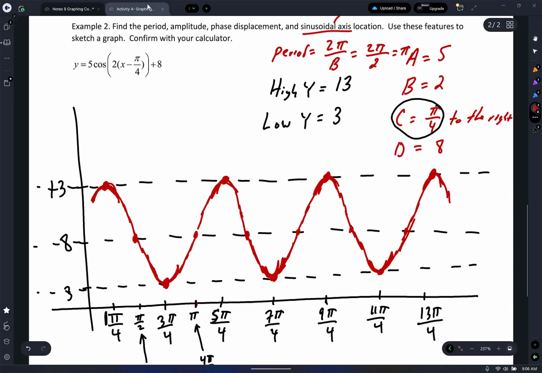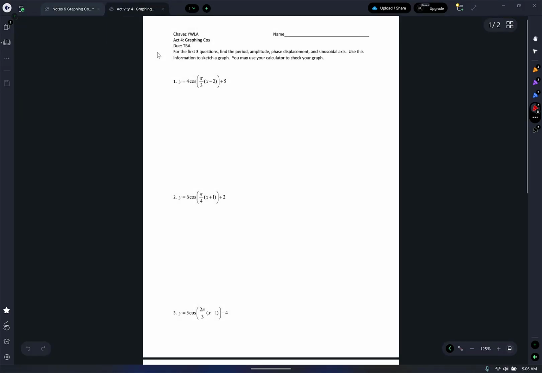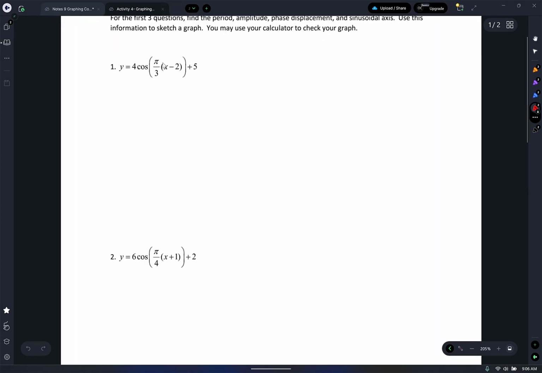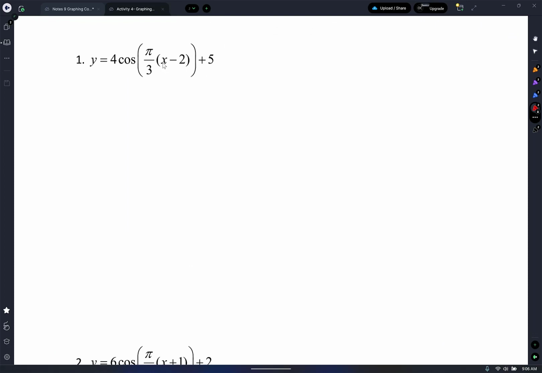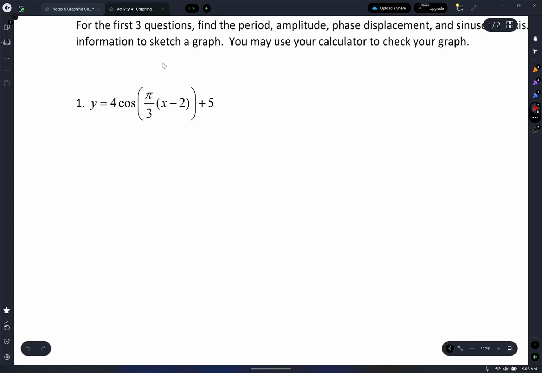Look at your activity. The reason why we're going to do one more together is because I didn't put one with a pi as your B. So when you look at this, you're like, man, Chad, this one has a pi in your B. How am I going to figure this out? These are actually easier because your period is not going to have a pi in it. It's just going to be a nice, pretty number.